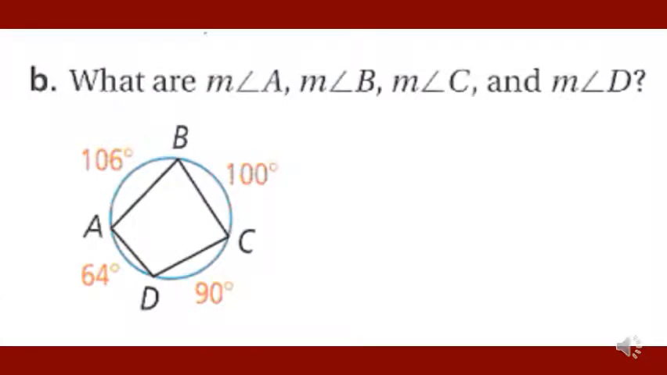Here's an interesting question where it's asking you to find 4 different angles. You can see that this circle is divided up into arcs that are 106, 100, 90, and 64. And what we're supposed to do is figure out angle A, angle B, angle C, and angle D. So again, let's look through that for just a second and see if you can figure out how you would do all 4 of those angles.